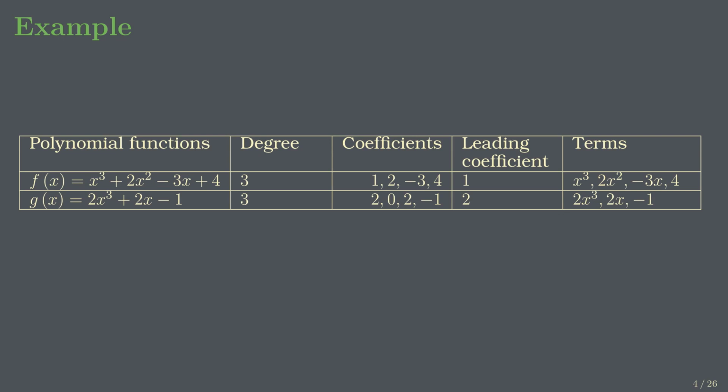So for that reason, even though we can safely remove the term 0 times x squared from the formula of g of x, when we talk about the coefficients of g of x, you still need to write all the coefficients, including the 0, so that you can keep track of the position of these coefficients in the formula of the polynomial function. Okay.